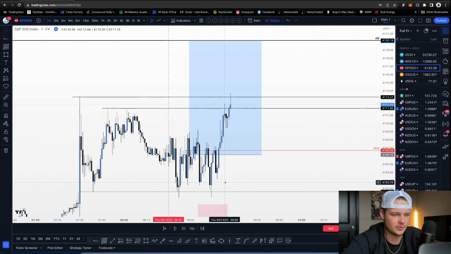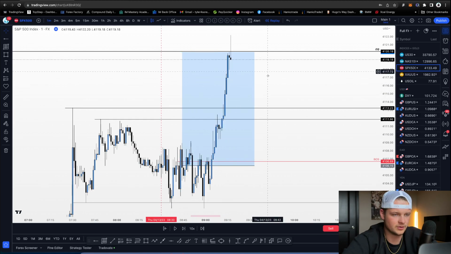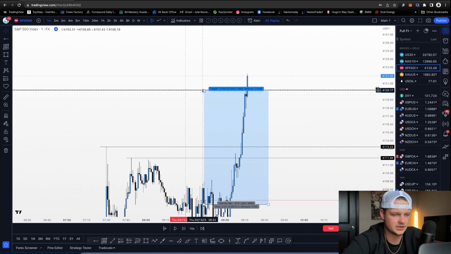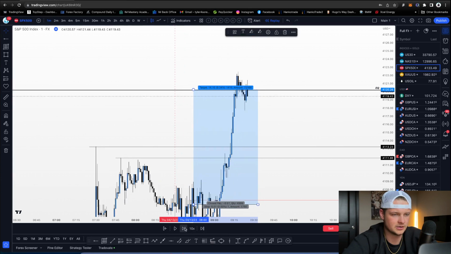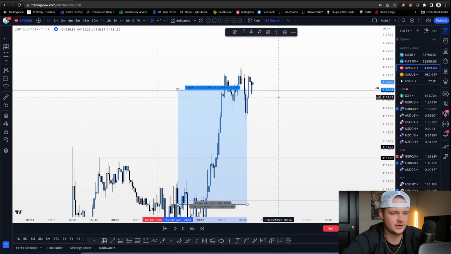TP2. Boom. Take another partial. And then it goes all the way up to equilibrium. Beautiful. Actually had a nice reaction on that 1 minute. Then let's see if you could have targeted higher highs. Chopped around. Yeah, I mean, looks like that was an amazing final take profit right at that equilibrium.